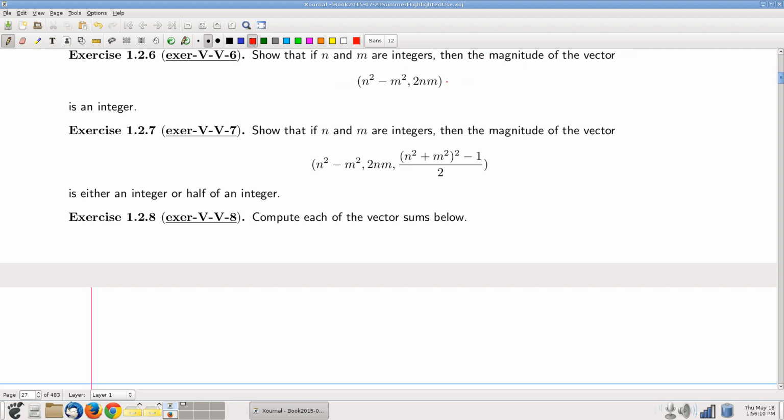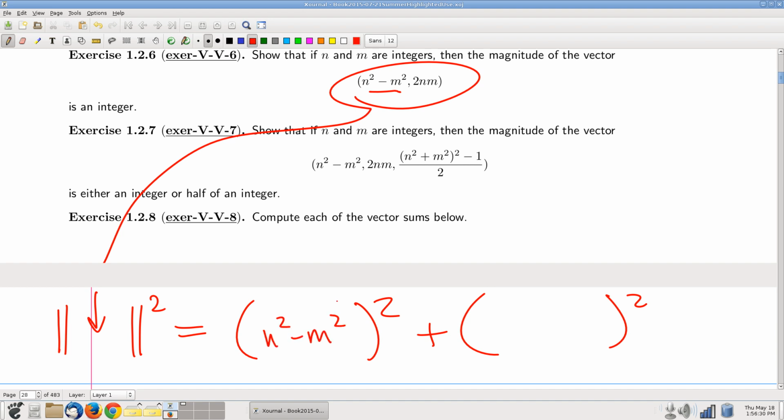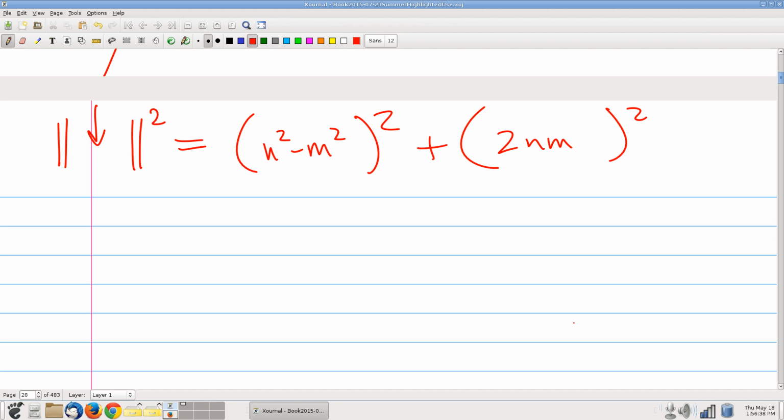Okay, so the magnitude squared of that vector is the sum of the squares of these two components. The components are n squared minus m squared and 2nm. Is that cool? Okay, all right, so let's multiply this all out.